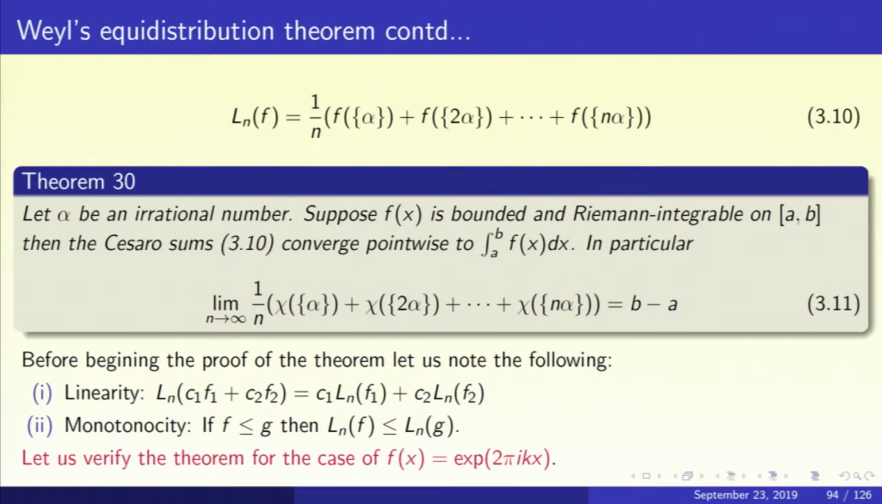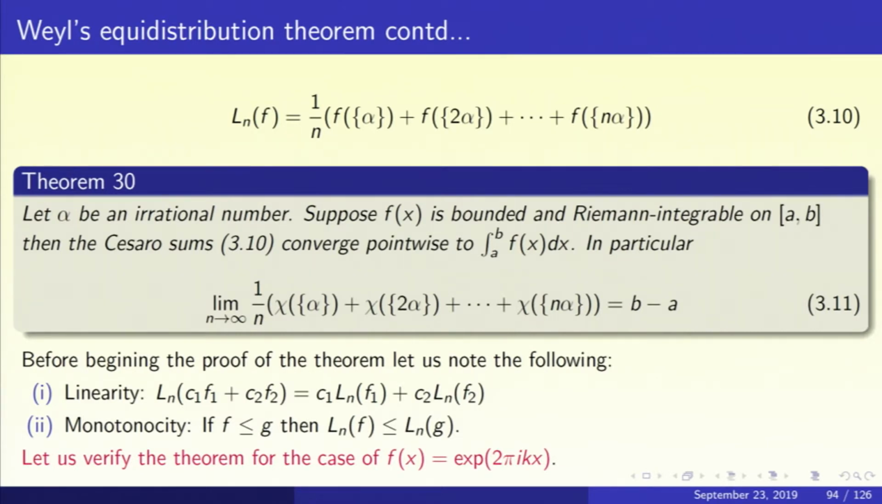Before getting into the proof of this, let us make two simple observations. The operator ln f is obviously linear. ln of c1 f1 plus c2 f2 is c1 ln f1 plus c2 ln f2. Linearity is absolutely clear. The other thing is monotonicity. If f is less than or equal to g, then ln f is less than or equal to ln g. Okay, so these two are obvious from the definition 3.10.